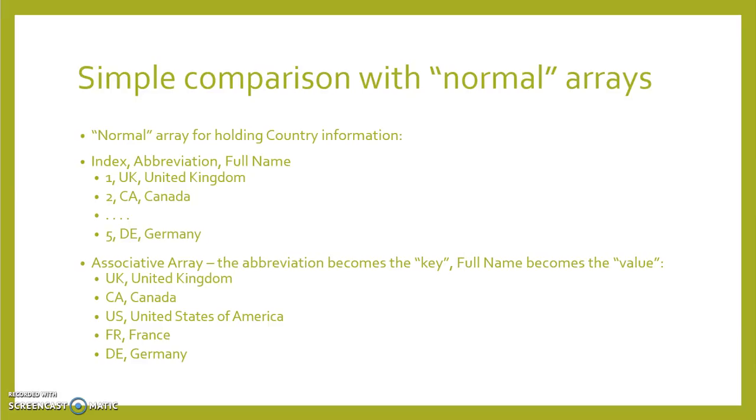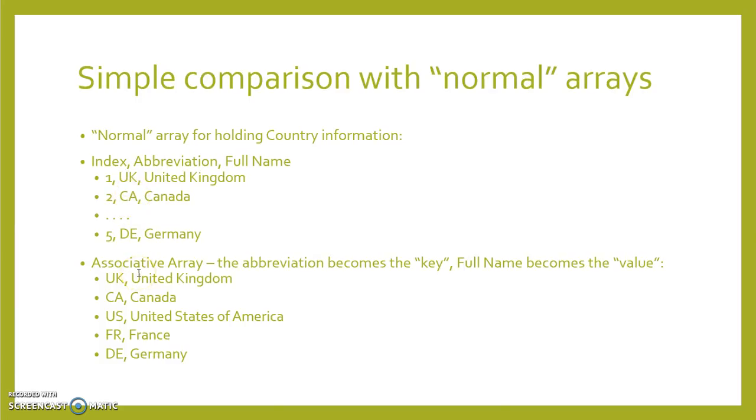Now, if we were to take the country code example and try to do that with a normal array, you would have an array where you had an index that's simply a sequential number, and then you would have the country code abbreviation and the country code full name. Now this would be inefficient, for example, if you wanted to take the abbreviation and find out what the full name associated with that is, because you would have to iterate through this list sequentially until you found that country code abbreviation.